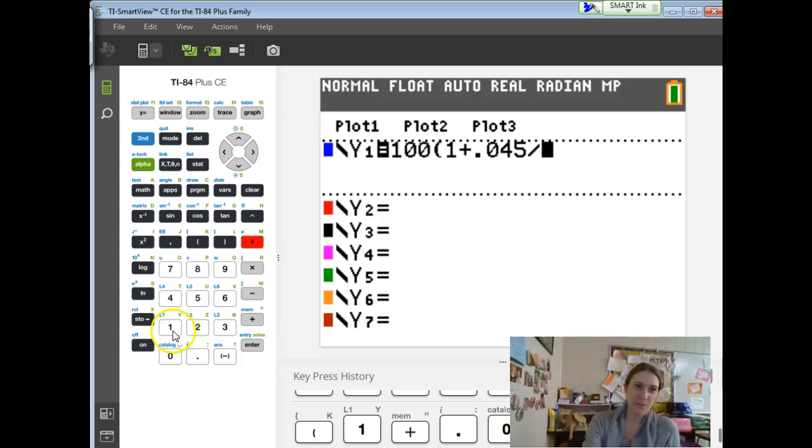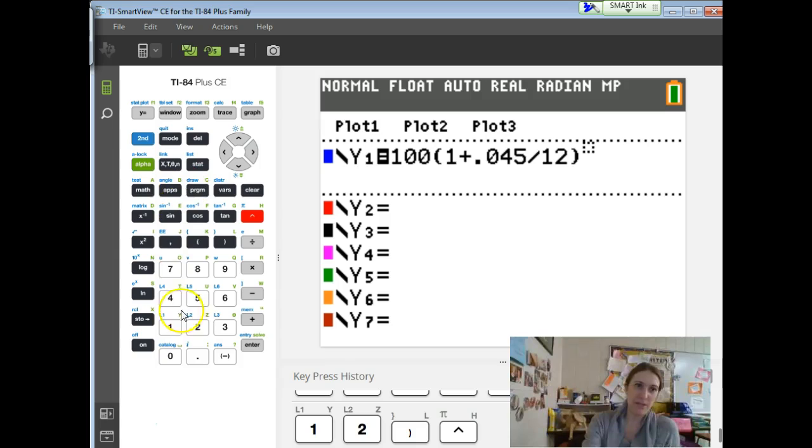Compounded monthly, so divide by 12. And then close the base and go up to the exponent and make sure your 12 times x or 12x is in the exponent position. If you're using an older calculator, make sure 12 times x is in parentheses.